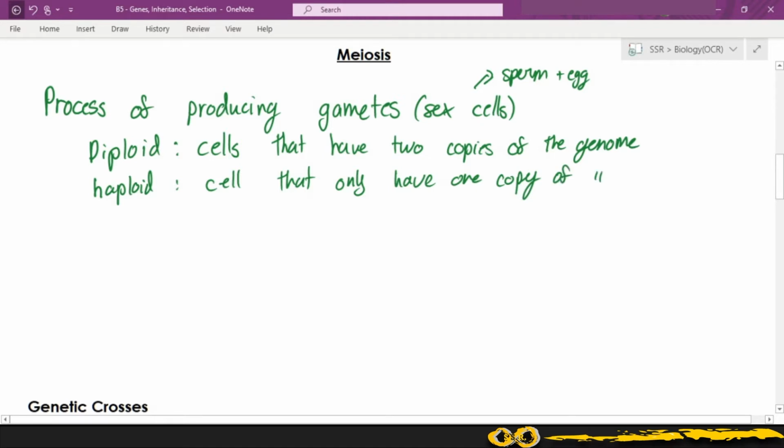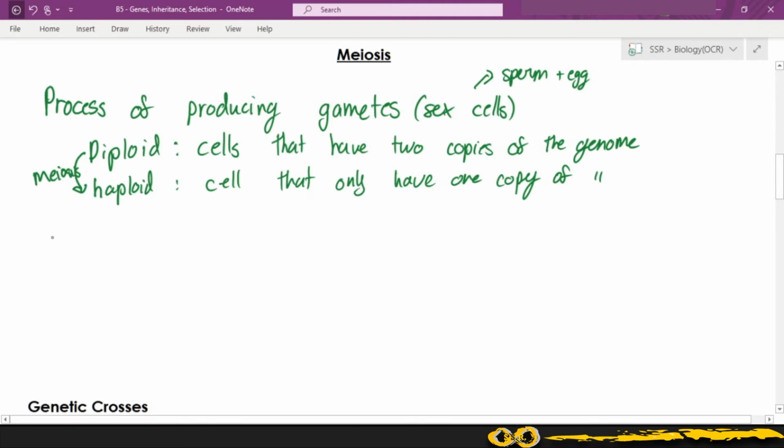In your body, you have mostly diploid cells. You've got one copy of the genes from your mother and one copy of the genes from your father. However, your sex cells have to be haploid because their purpose is to join with another haploid cell during sexual reproduction to form a diploid individual. And so for that reason, meiosis is the process of taking diploid cells and turning them into haploid cells.